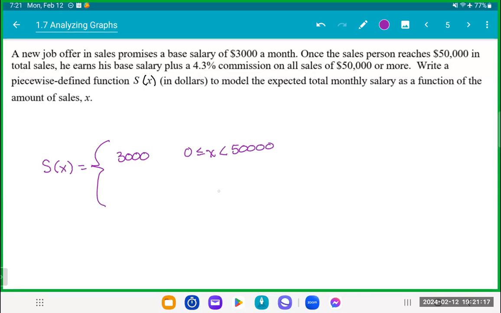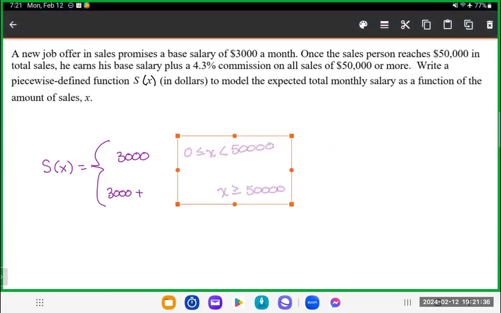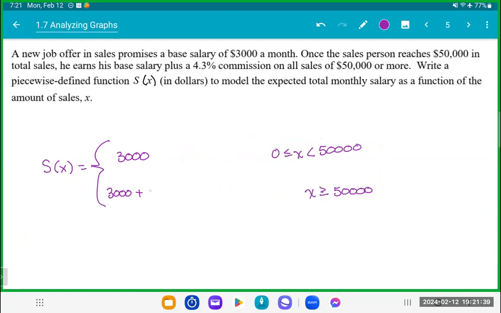However, if X is greater than or equal to $50,000, right? Meaning I sold more than $50,000, then I'm going to get my salary of $3,000 plus I'm going to get some commission of 4.3%. So that's 4.3% times X minus $50,000. Okay.